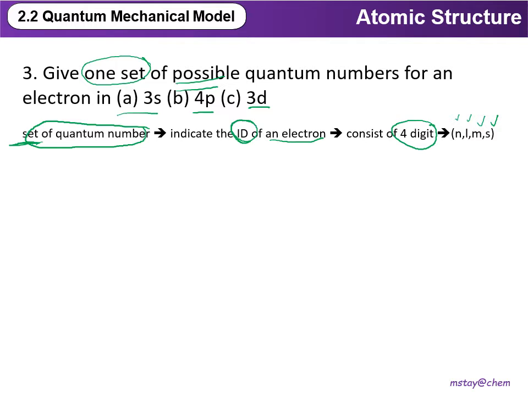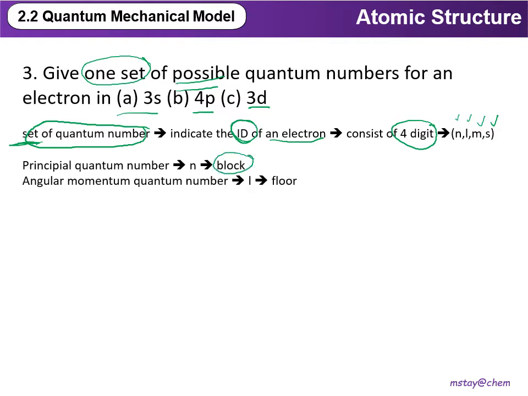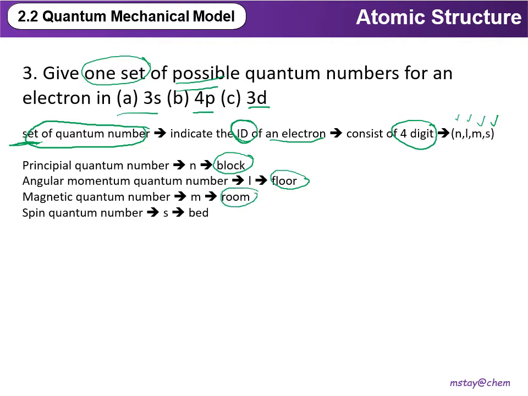respectively. Again, let's recall: the principal quantum number represents the block. The angular momentum quantum number represents which floor the electron stays on, while the magnetic quantum number refers to which room the electron stays in, and lastly, the spin quantum number shows which bed the electron stays at.